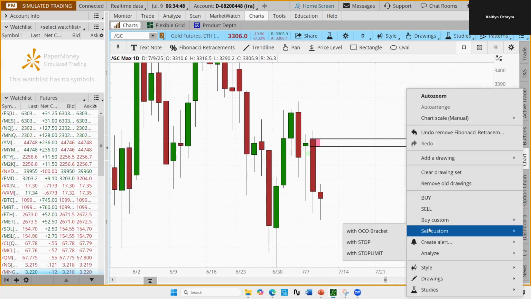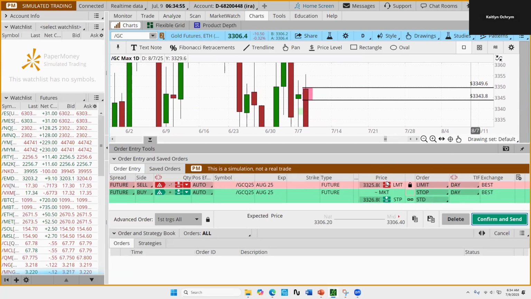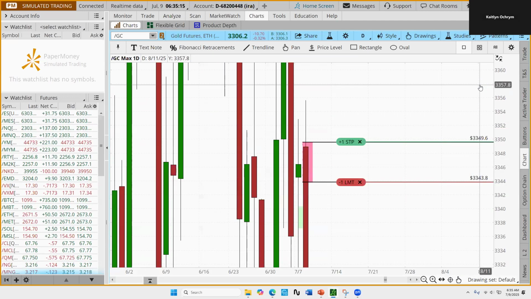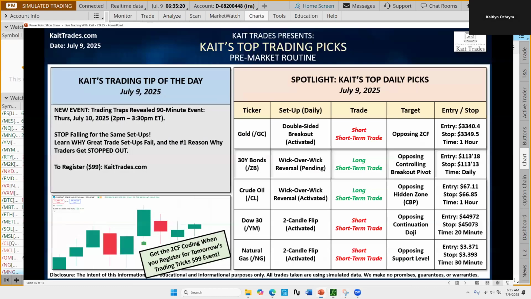Right click, sell custom with stop. Our entry price is going to be 3343.8, and our stop is going to be at 3349.6. And that's it. We've got one down. Let's go through the other ones.